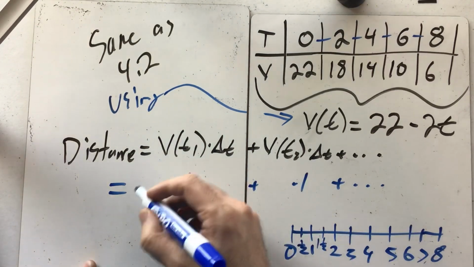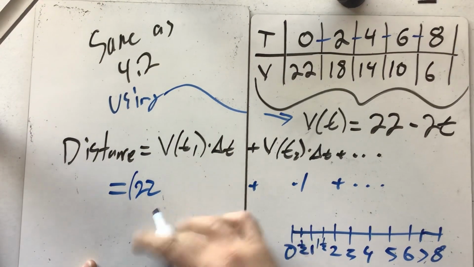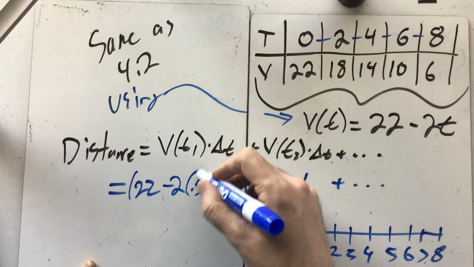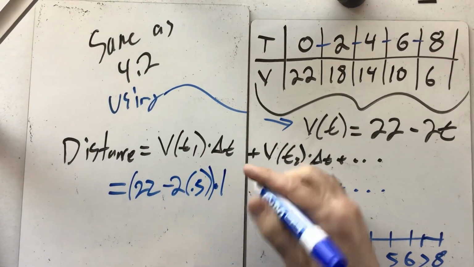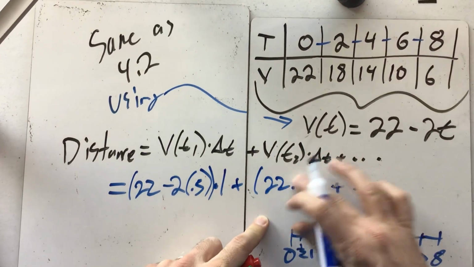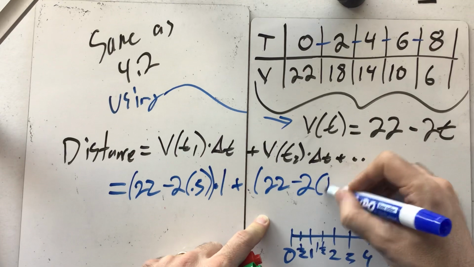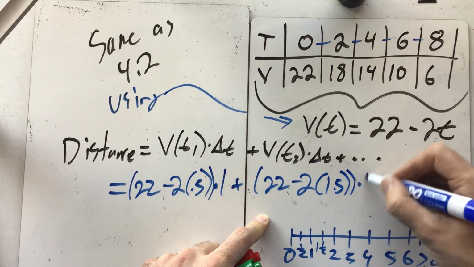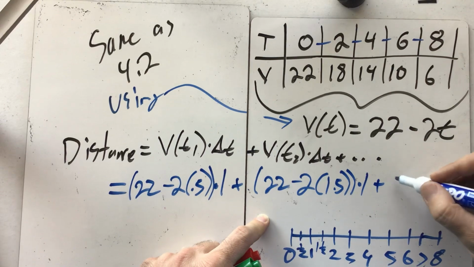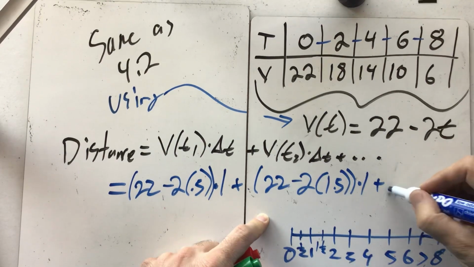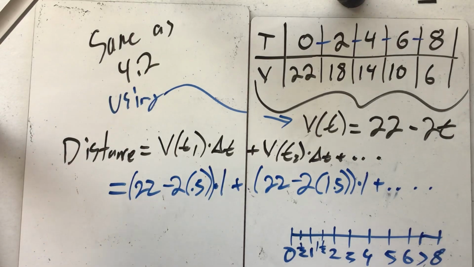So I would put 22 minus 2 times 0.5 times 1 plus 22 minus 2 times 1.5 times 1 plus, and then dot, dot, dot, and we would keep going all the way until we get to 7.5, and that would be our last estimate. And then we would have our estimate for this problem. And there you go, that's what we would get for our answer. I'm not going to calculate that out exactly. I'll let you do that on your own.